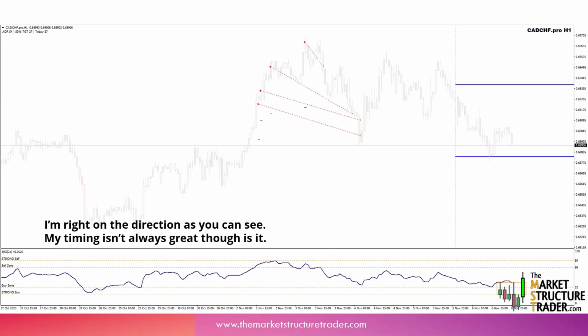So I'm right on direction, as you can see, but my timing isn't always great. So this is the problem that we have as traders. Timing is what we can never really get right, which is why we continue to get stopped out. So my timing on this was wrong.